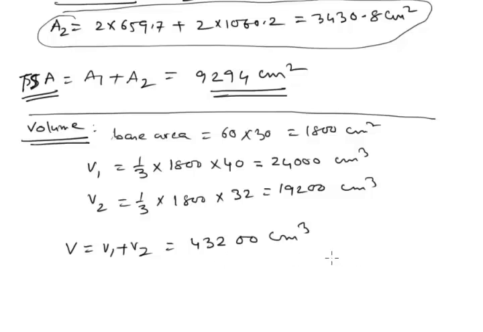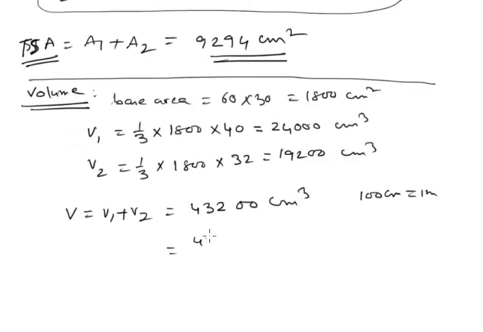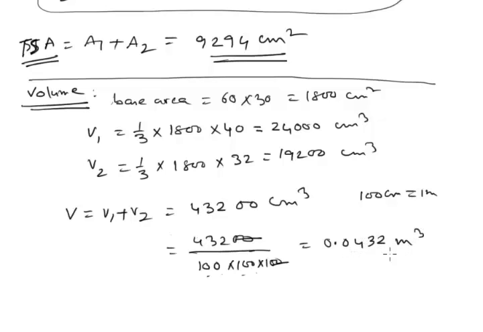Now it's a big number. If we want to convert into meter cube, we know 100 centimeter equals 1 meter. So we will divide 432,000 centimeter cube by 100 cube, that is 100 times 100 times 100. So it will be 0.0432 meter cube.